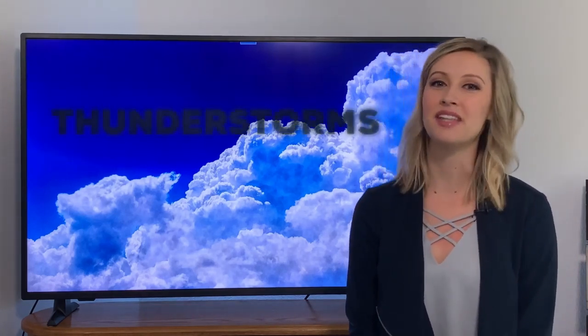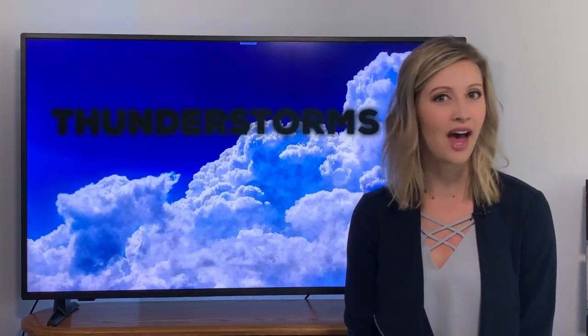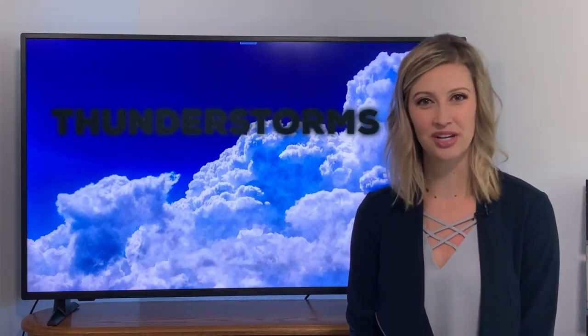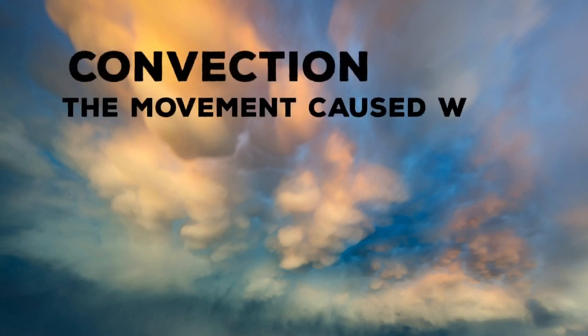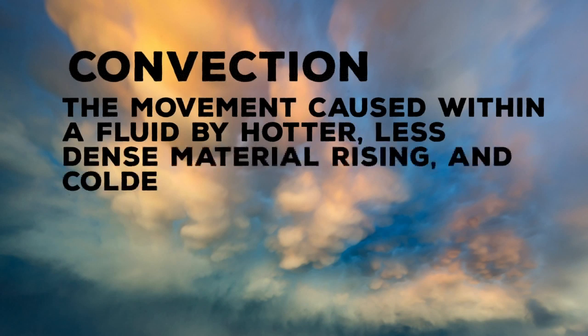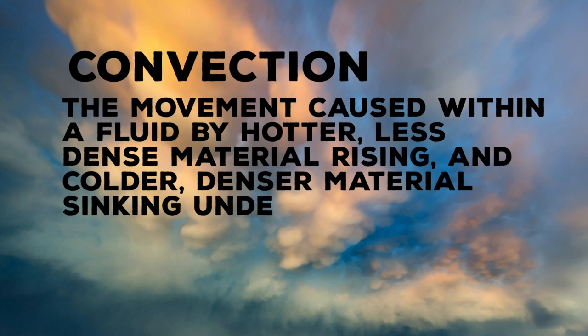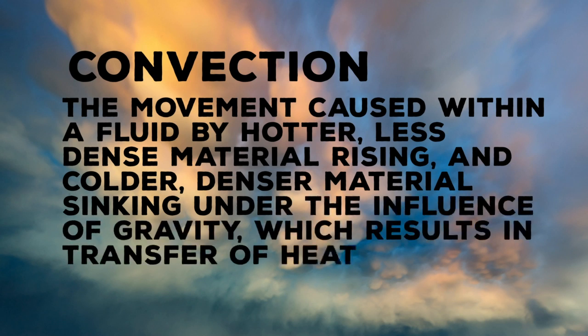Today's topic is thunderstorms. We'll demonstrate how they form with a simple at-home experiment. So let's get started. Definition: convection. The movement caused within a fluid by hotter, less dense material rising and colder, denser material sinking under the influence of gravity, which results in transfer of heat.